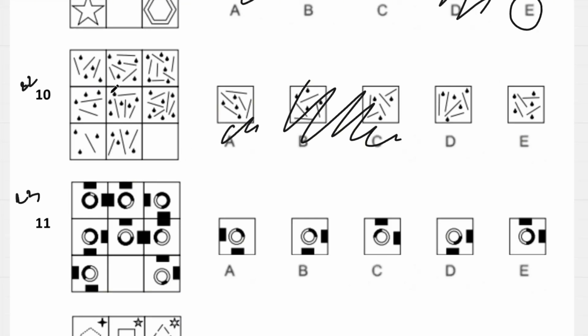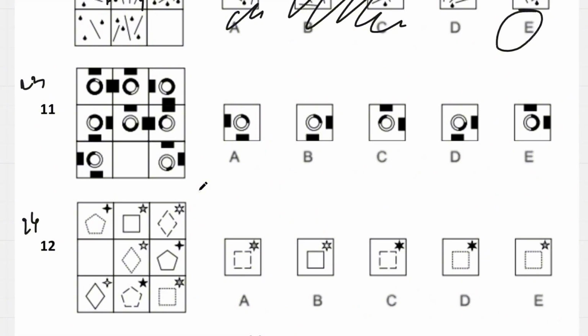And how many sticks? 1, 2, 3, 4, 5. 1, 2, 3, 4, 5, 6. This is 1, 2, 3, 4, 5, 6. This is 1, 2, 3, 4. 1, 2, 3, 4, 5. So we add 2, then 1. So we're going to have 4 sticks, which means it's going to be E.